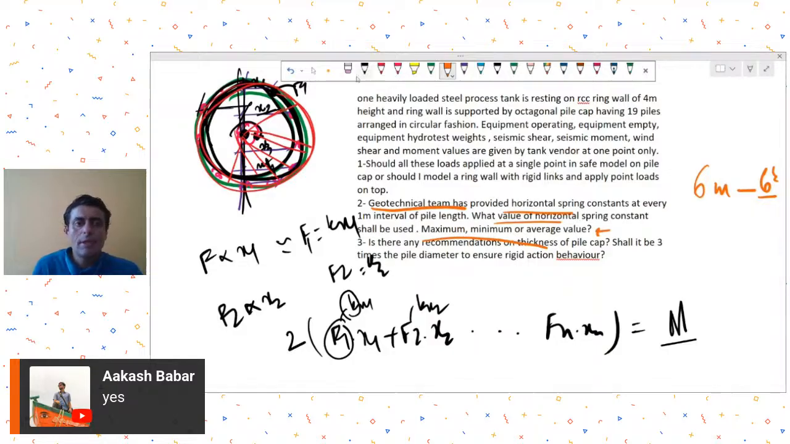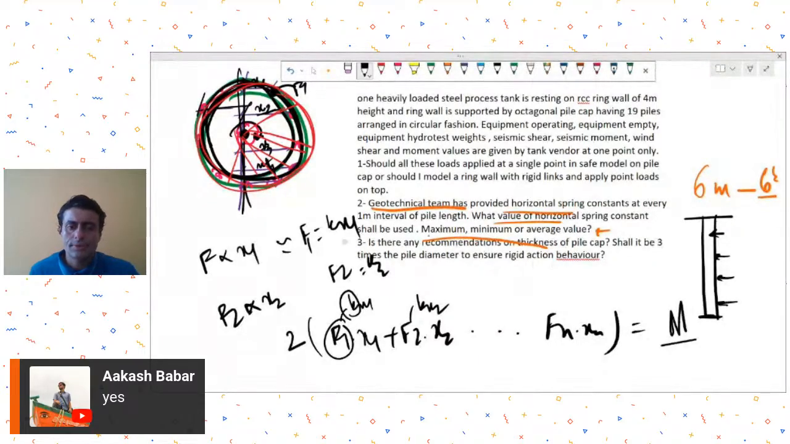So then maybe, although this should be confirmed with the geotech person, they want you to provide 6 different spring constant values. I don't know. Is there any recommendation on thickness of pile cap? Shall it be 3 times the pile dia to ensure rigid action behavior?